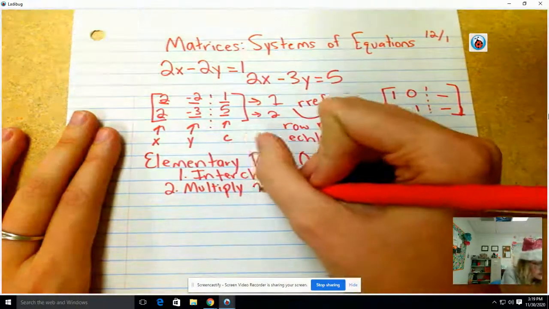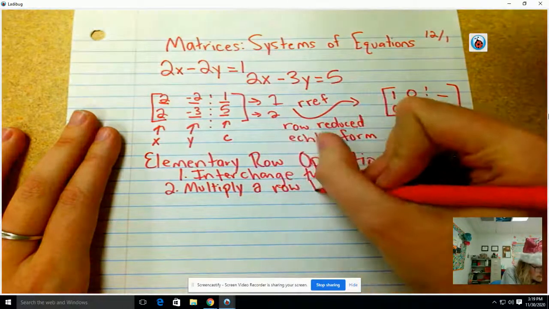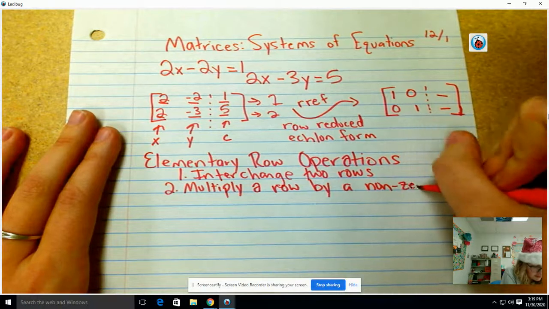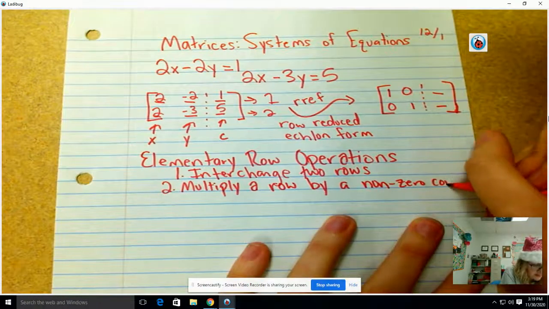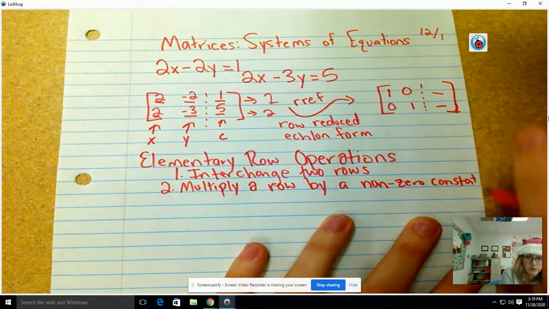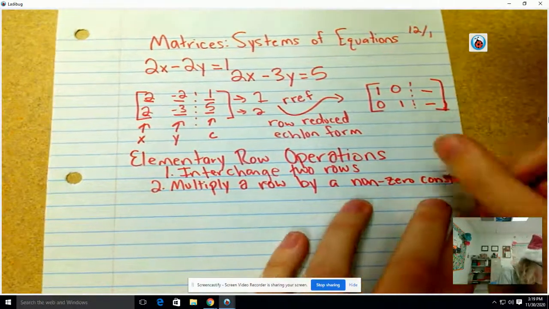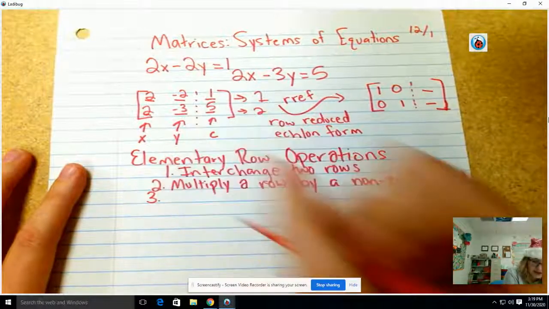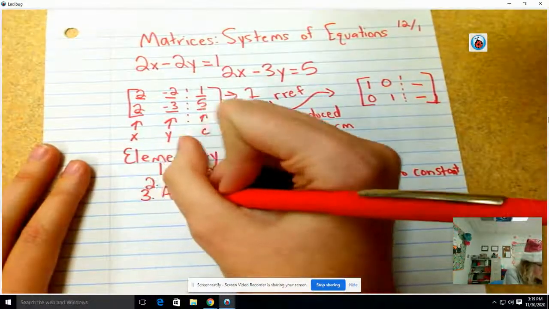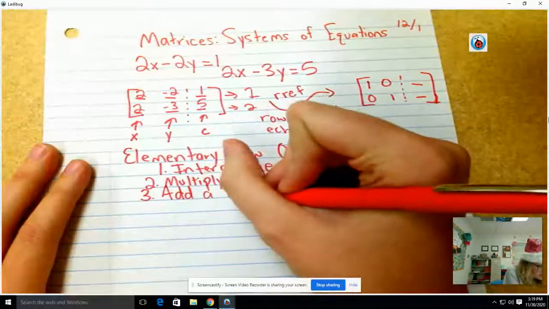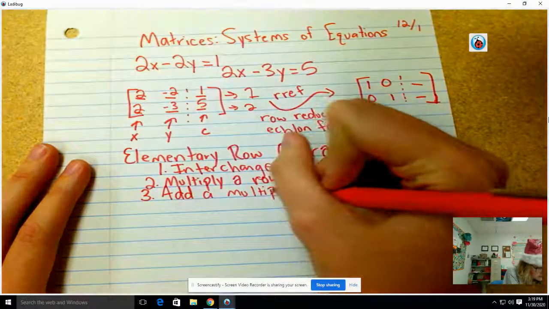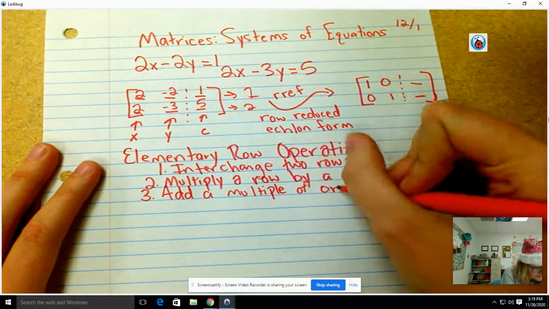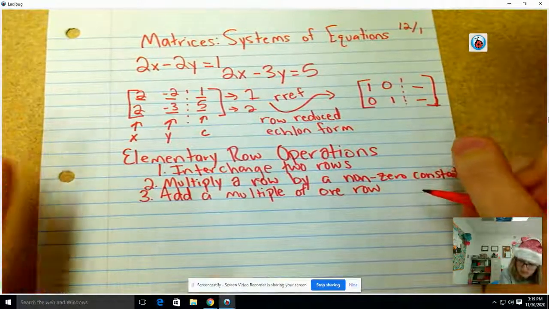2 is you can multiply a row by a non-zero constant. So I can multiply a whole row by 2 or 3 or whatever I need to multiply it by. That's n for constant. And then rule 3 is you can add a multiple of one row to another row.